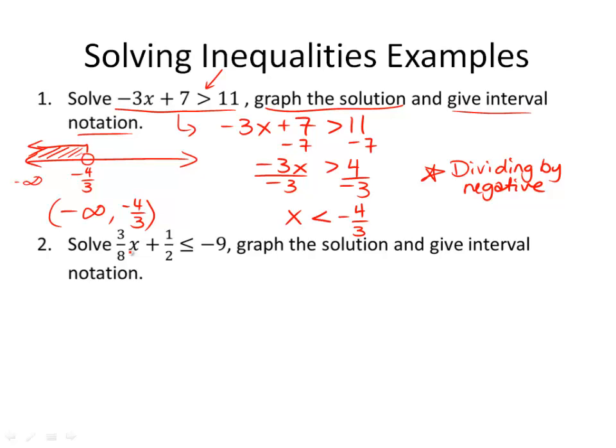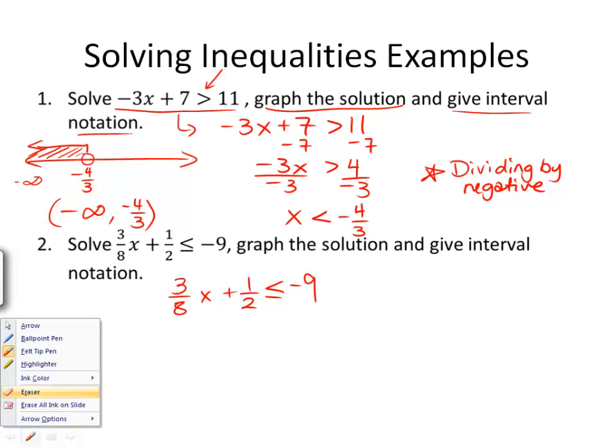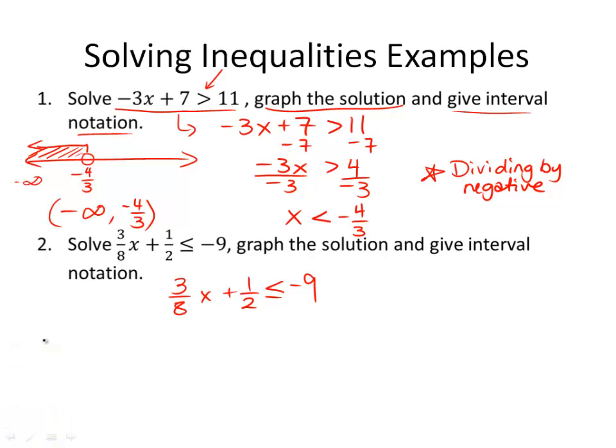Let's take a look at the next example. We've got 3/8 x plus 1/2 less than or equal to negative 9. Now, since we have a whole bunch of fractions in this, we want to clear the fractions. So let's multiply everything by the LCM to clear the denominators.